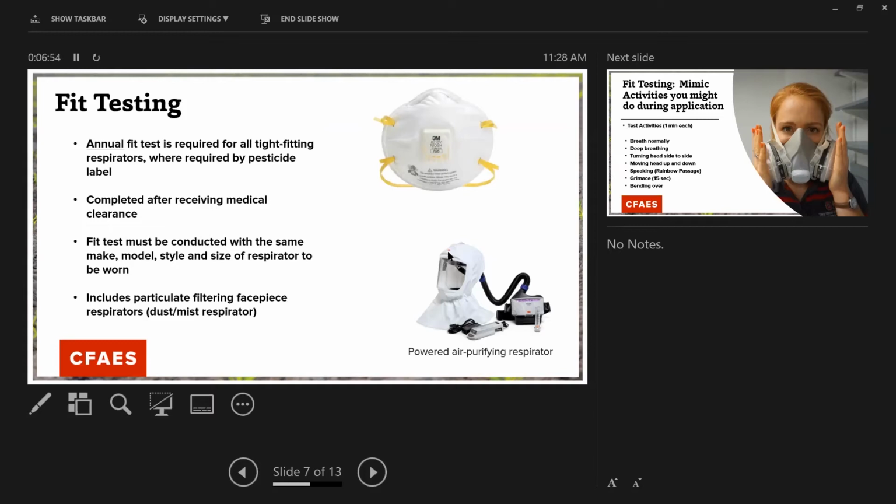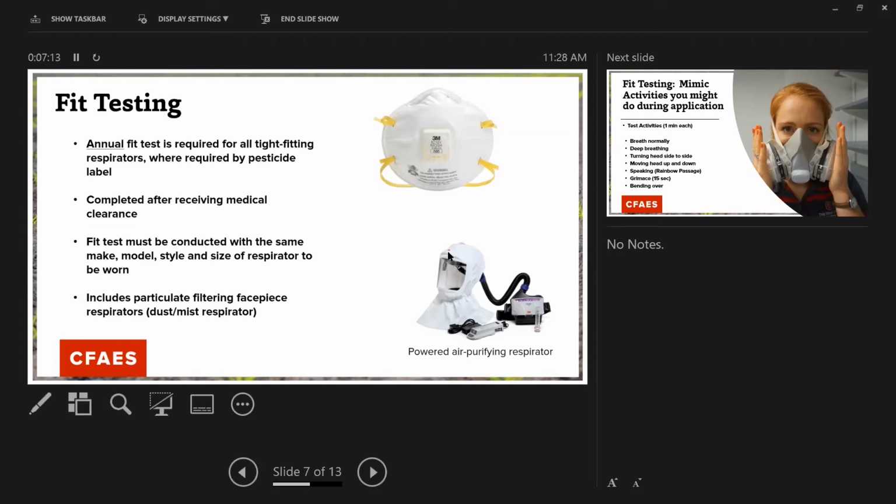Okay, if that pesticide does not require a respirator by law and they just want to wear one for their additional protection, they don't have to go through the medical clearance, fit testing, and annual training. They don't fall under WPS for voluntary use of respirators, only where it's required by label.